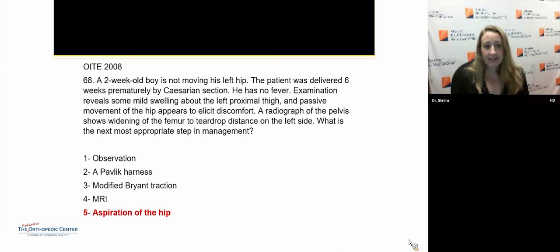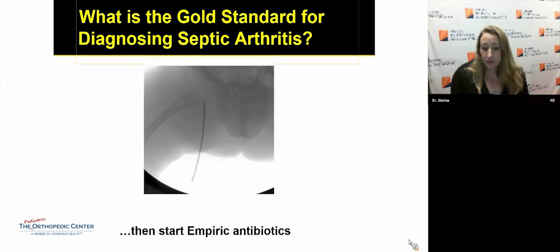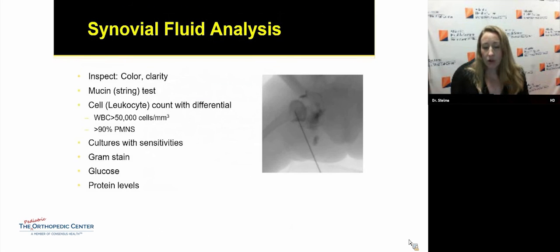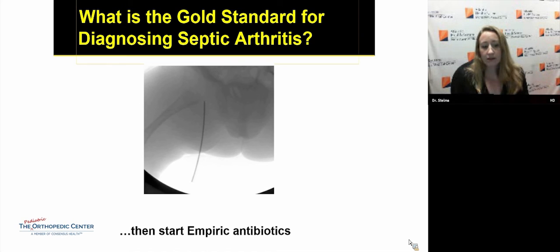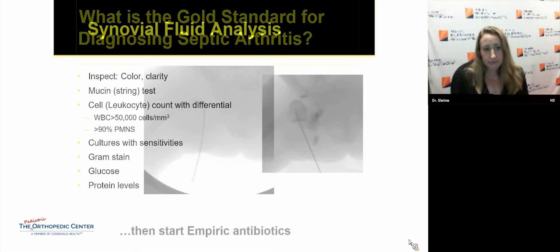Aspiration of the hip. So this patient seems to be localizing that swelling to the thigh, and passive movement of the hip is irritable. He was just born, so very at risk for all of these infections in the acute setting. And if it's really localizing to the hip, the next step is aspiration. Right. So we aspirate, and then we start empiric antibiotics. All of these other predictors can help increase the diagnosis of septic arthritis, but once we're thinking about that, the next step is to aspirate.